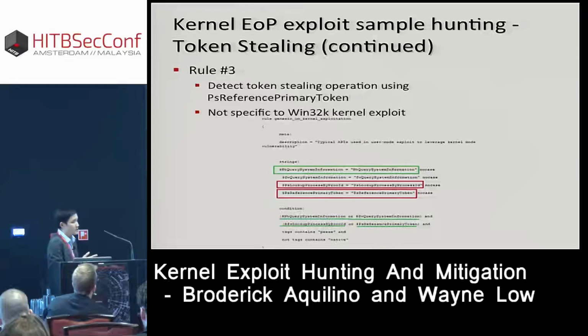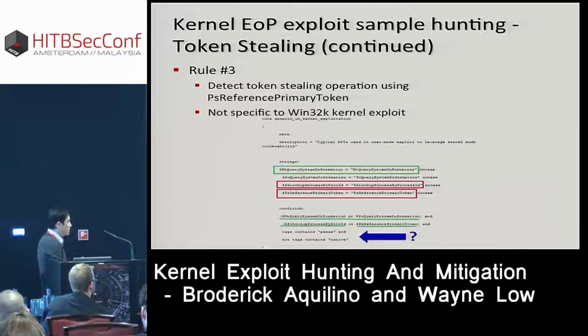We also introduced a third YARA rule to detect the token stealing operation that involves calling another documented Windows kernel API function called PsReferencePrimaryToken. This rule is identical to the previous one, except it is not specific to detecting samples exploiting Win32k vulnerabilities. As you can see in the condition part, we dropped the user32 and GDI32 import library checks.